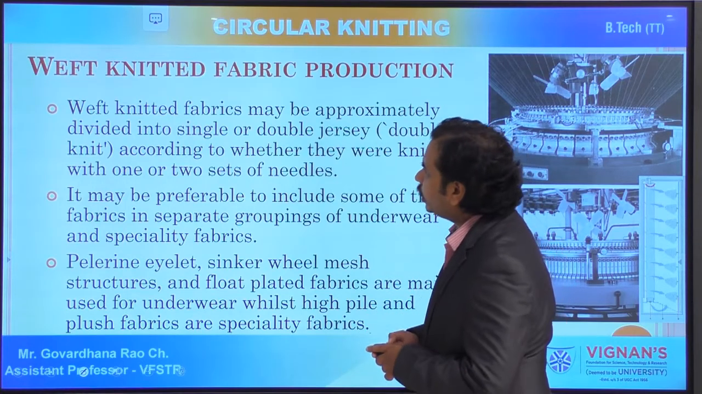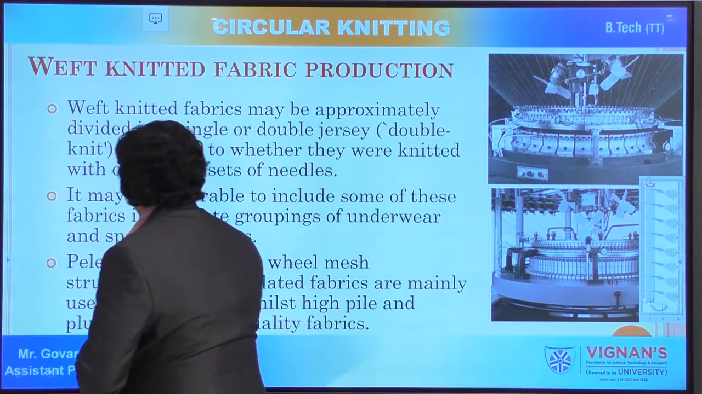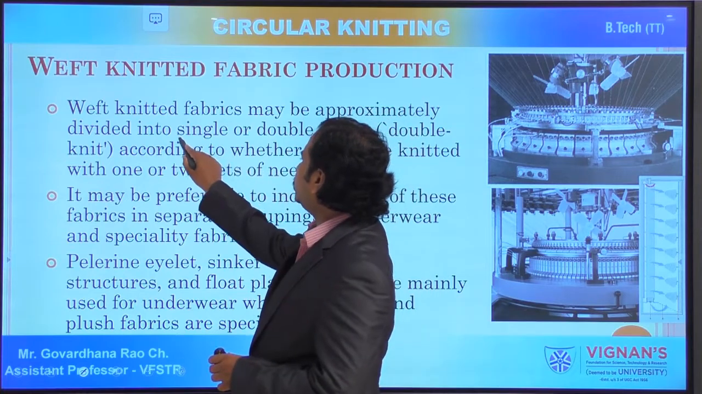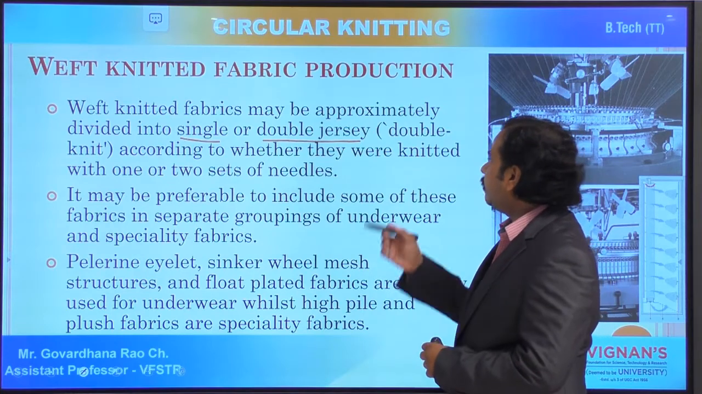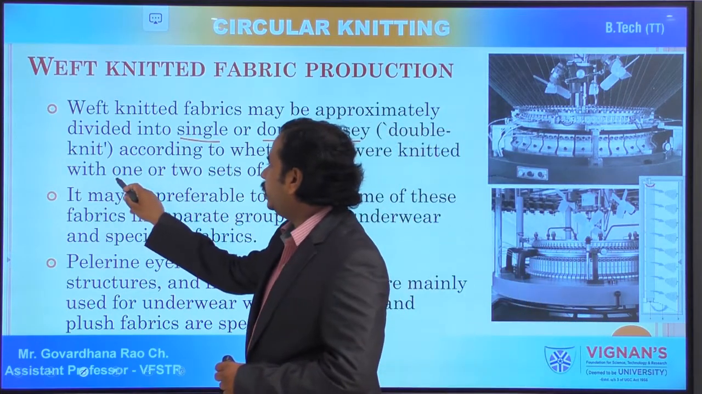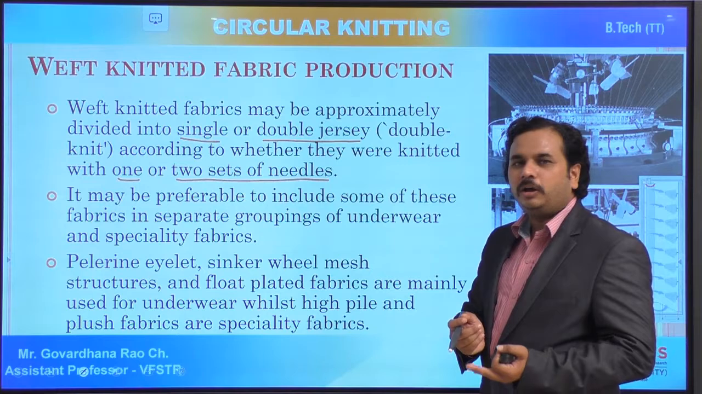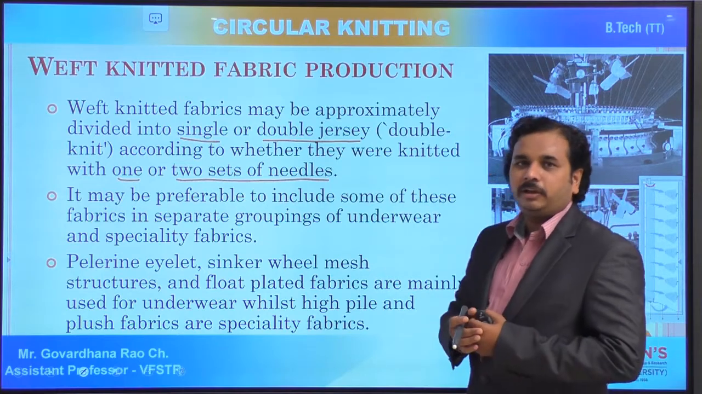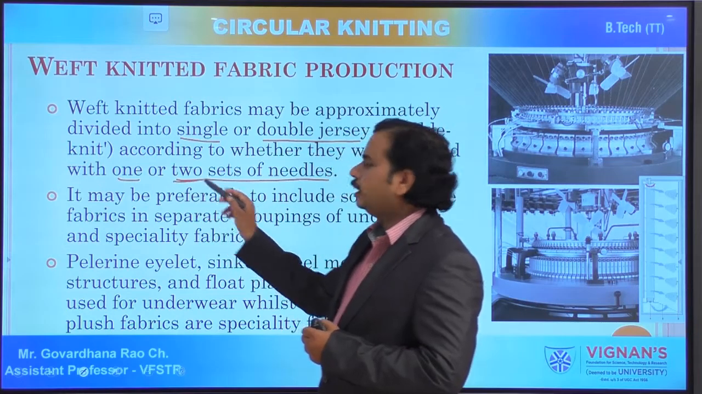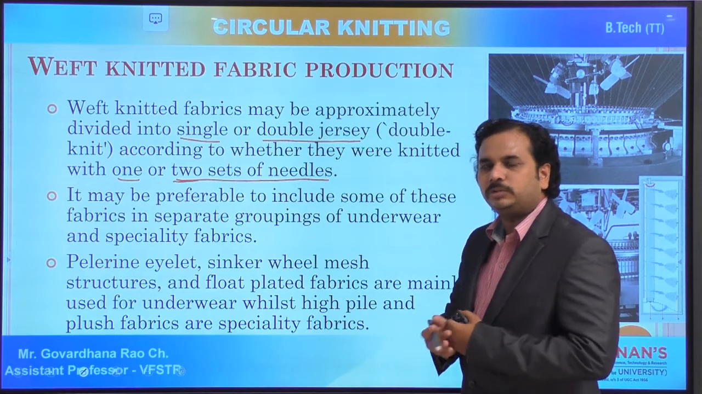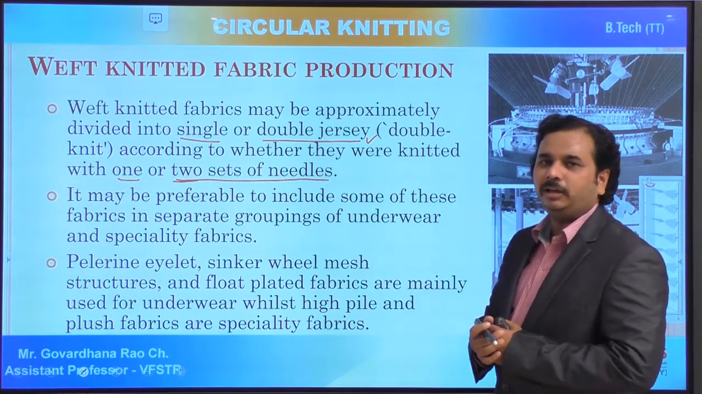You can see here the weft knitted fabrics may be approximately divided into single or double jersey fabrics, according to whether they were knitted on one set of needles or two sets of needles. If we have one set of needles, we can say that is a single jersey circular knitting machine. And if two sets of needles are there, then we can say that is called the double jersey knitting machine.